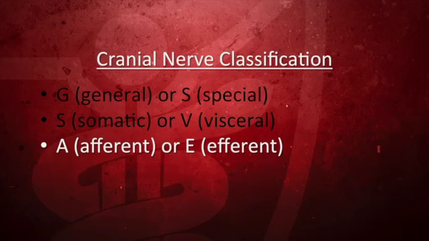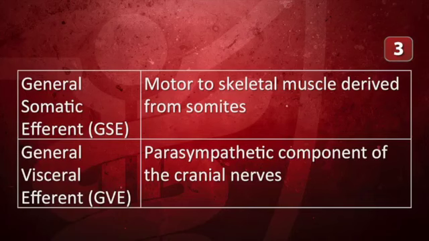The third letter is either A for afferent or E for efferent. Recall that afferent nerves are sensory, while efferent nerves are motor. This includes nerves that are secretomotor to glands. That is, they cause the glands to secrete fluids that they produce. 7 different modalities are named using this 3-letter system. General somatic efferent, motor to skeletal muscle derived from somites.